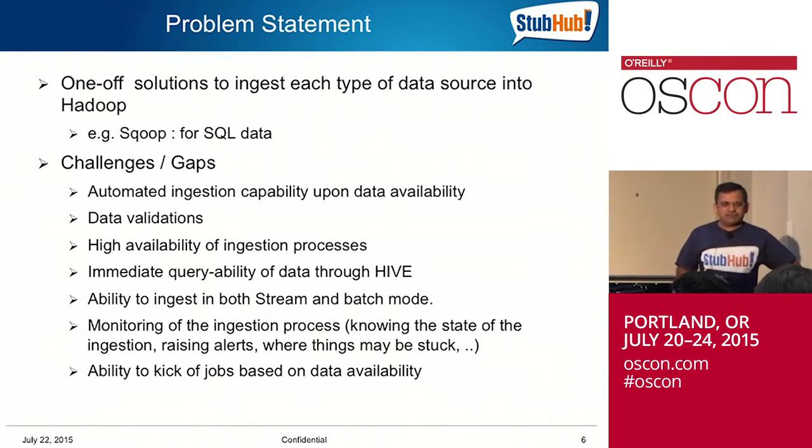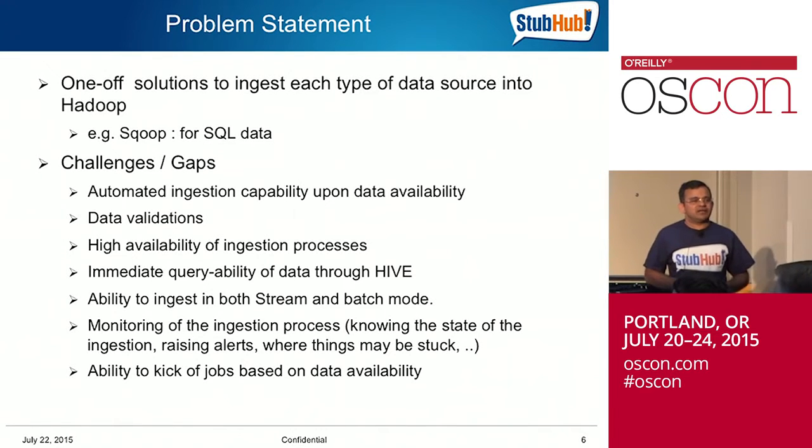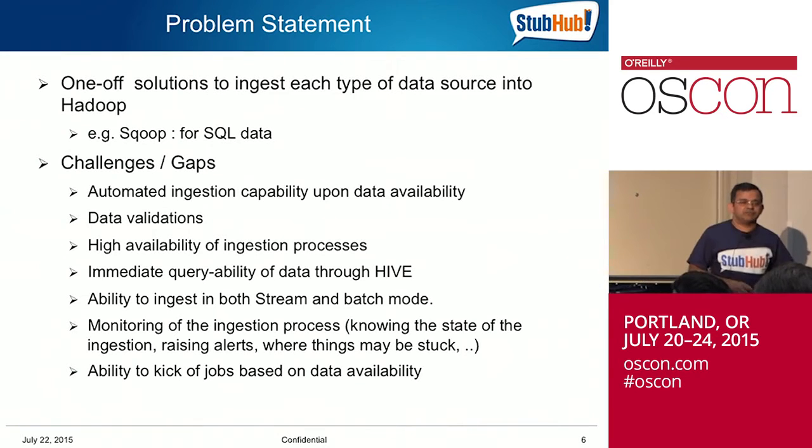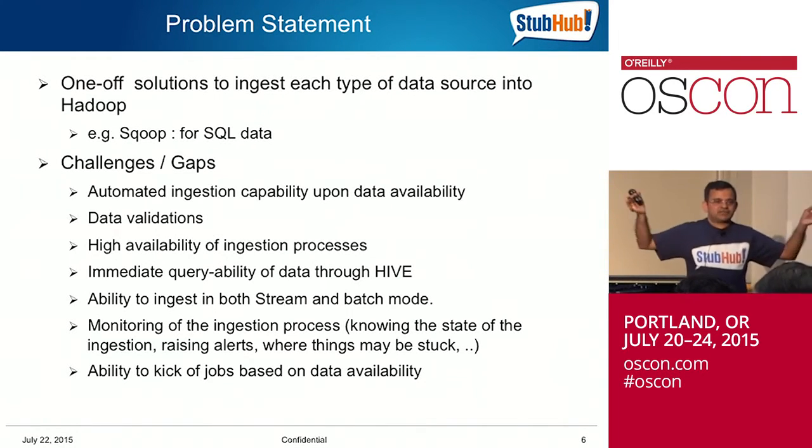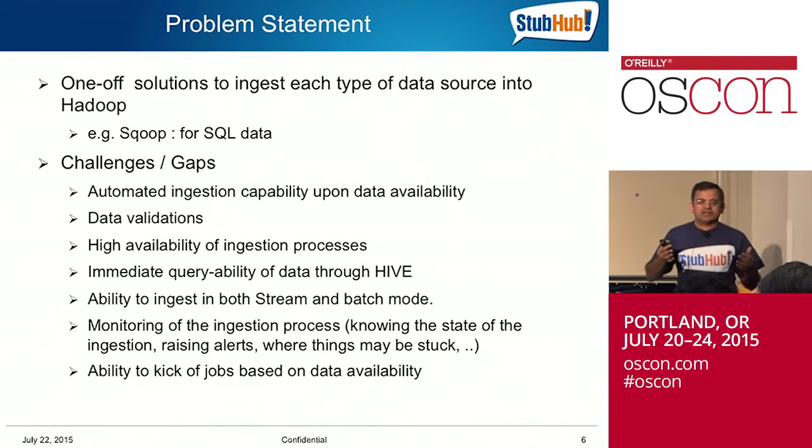There are, sure enough, one-off solutions that exist today. For example, take Sqoop. You can take your relational data today and pump it into Hadoop as well. And there are some other solutions for unstructured as well. What we're after is to say, how do I automate all of my data sources on a regular basis? Some are stream-oriented, some are batch-oriented.